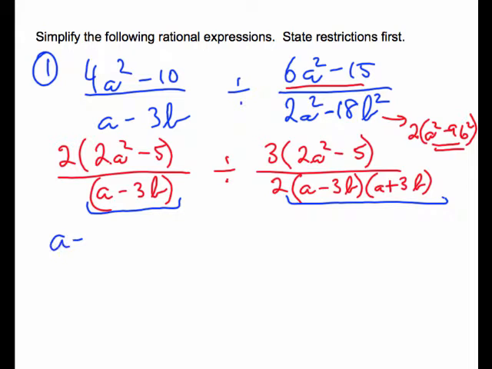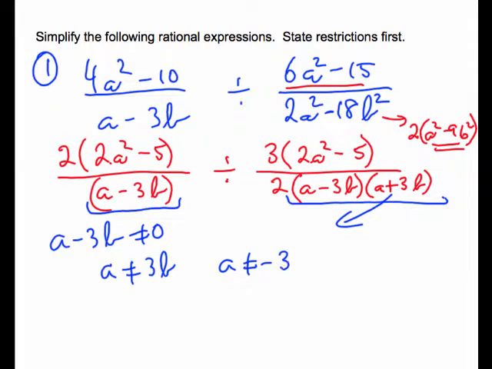And so my restrictions so far, I do my restrictions after I factor. A minus 3b can't be 0. So if I bring the 3b to the other side, basically a can't be 3 times b. And in this case, a can't be negative 3b.